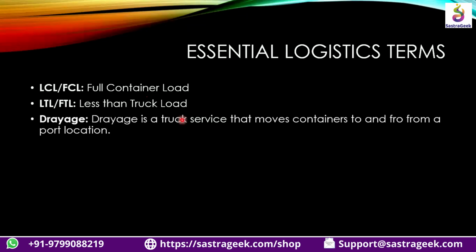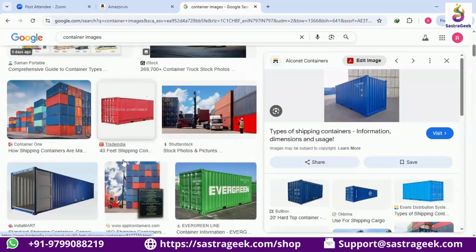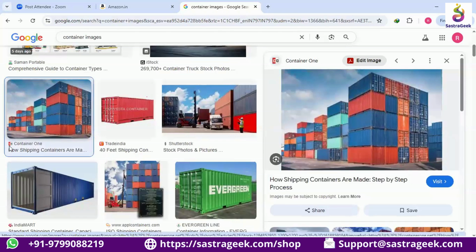Now coming to another term called drayage. Drayage is basically a trucking service that helps in moving containers from one place to another within a port location or nearby the port location. This term is more aligned with the perspective of a port location only, because you might have seen such big dump yards or courtyards, shipping yards, which carry piles of containers.